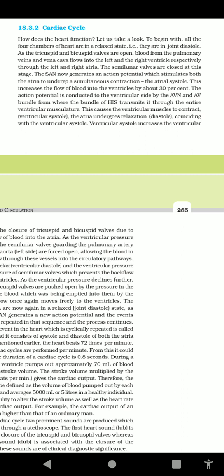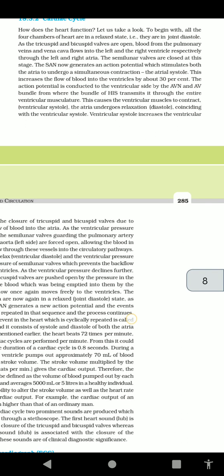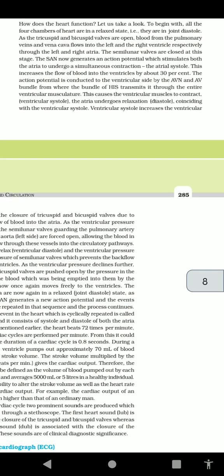Cardiac cycle. How does the heart function? Let us take a look. To begin with, all four chambers of the heart are in a relaxed state. The tricuspid and bicuspid valves are open. Blood from the pulmonary veins and vena cava flows into the left and right ventricles respectively, through the left and right atria. The semilunar valves are closed at that stage.